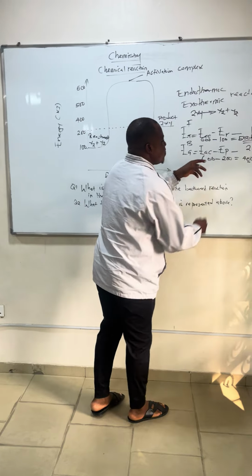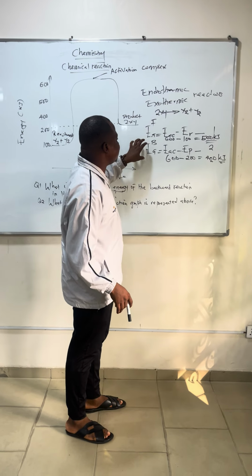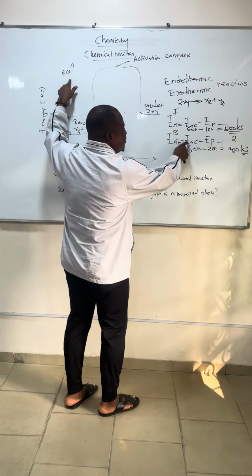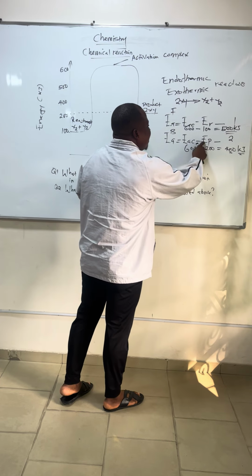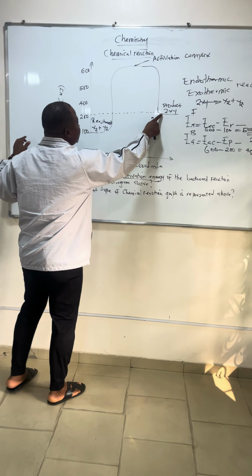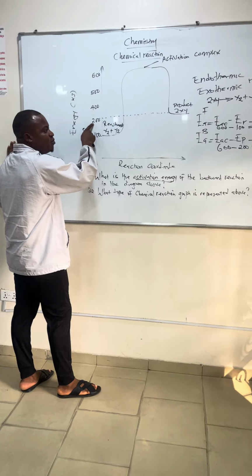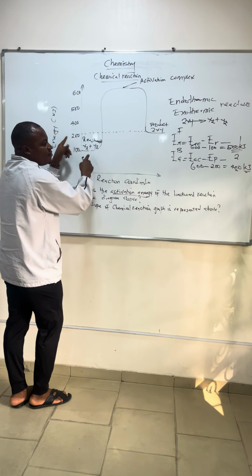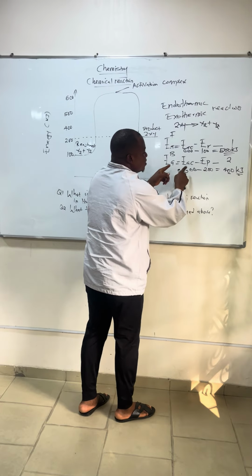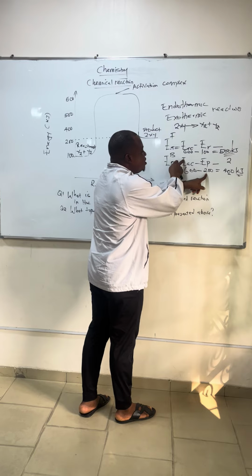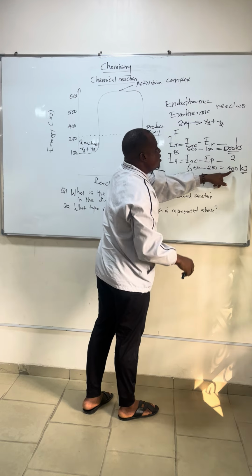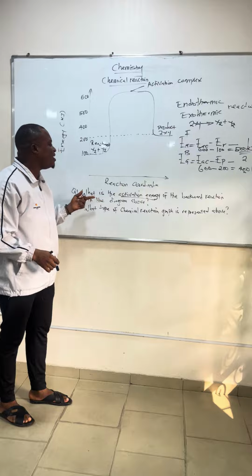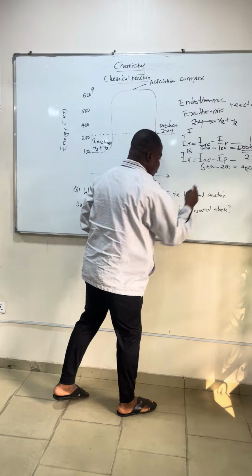So the activation energy for the backward reaction is 600, the highest point, which is the activation complex, minus 200, the energy of the product, where the product is formed. This is the tracing. The product is formed at 200, based on the slope of the graph. We have now 600 minus 200 is 400. So for this question, the activation energy of the backward reaction is 400 kilojoules.